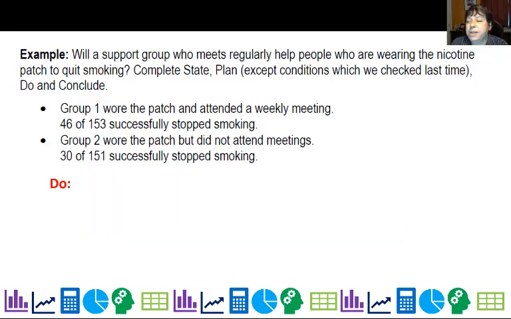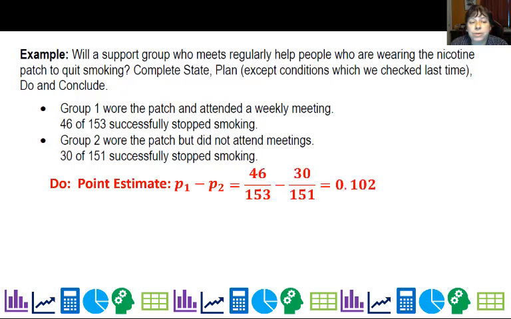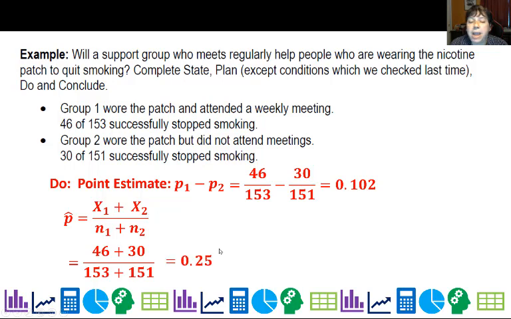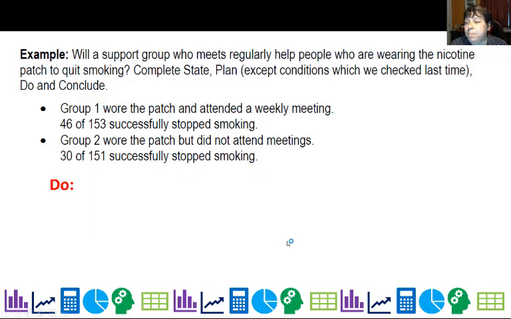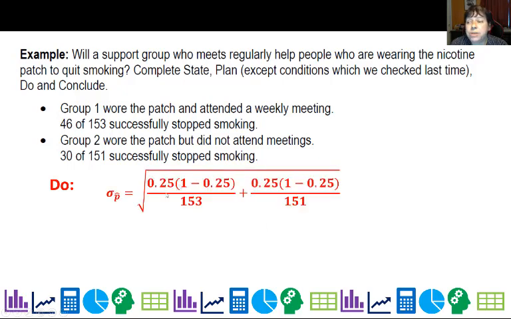So let's go ahead and calculate our point estimate, which is P1 minus P2, and I get 0.102. Then I have to pool the sample together, put these two numbers together and those two numbers together, and I get the average proportion of people who stop smoking across both groups in our example is 0.25. So let's calculate the new standard deviation. Now I'm using the 0.25 for both the numerators. The denominators are both sample sizes, and I get a standard deviation of 0.0497.